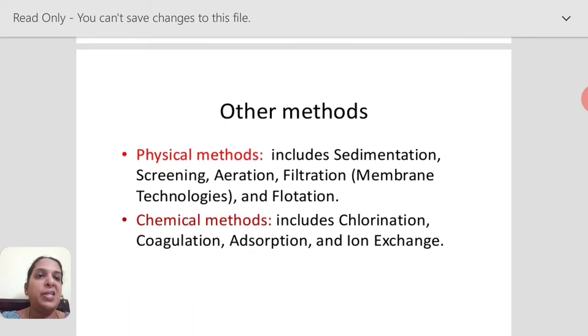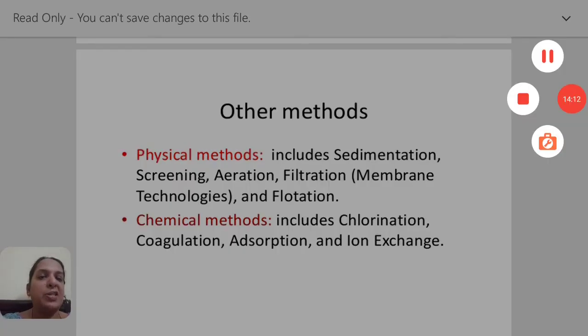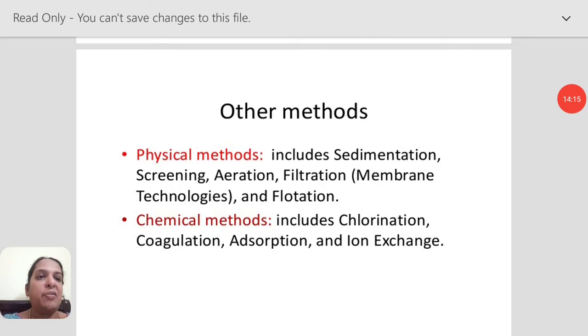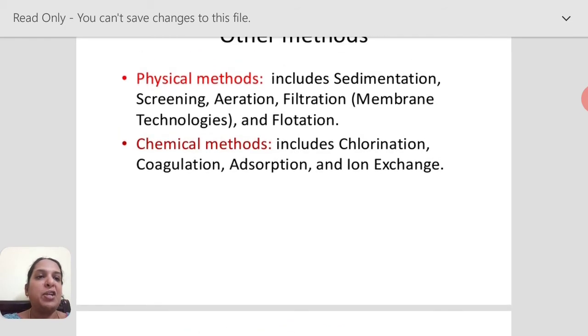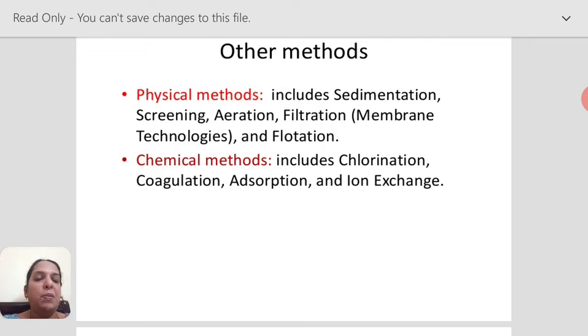Other than this, we can have other treatment methods, like physical treatment methods such as sedimentation, screening, aeration, filtration as well as flotation, and chemical methods like chlorination, coagulation, adsorption and ionization. So these are also possible. Normally in the case of a distillery, you will need initial preliminary treatments, and apart from that you will have biological treatment methods, which are the main treatment methods to reduce the biochemical oxygen demand, that is BOD, and organic matter in the distillery wastewater.